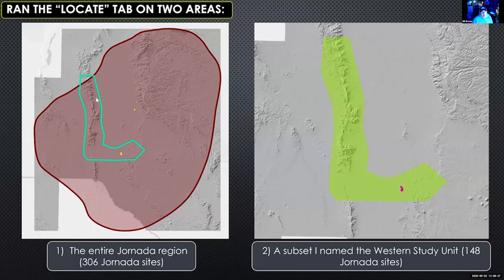And so I just arbitrarily carved out this area, which I call the Western Study Unit, which you can see over here. I wanted to see if I ran the suitability model on this entire area, could I predict sites within my Western Study Unit. There are about, I think, 148 sites, and I'll get back to the results later.